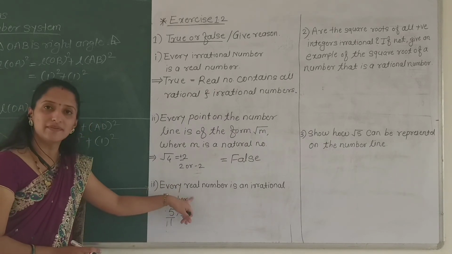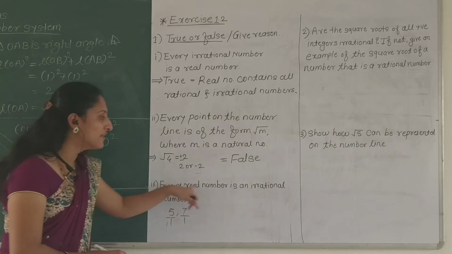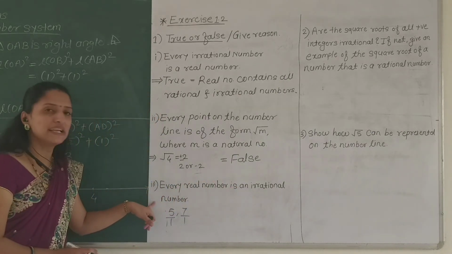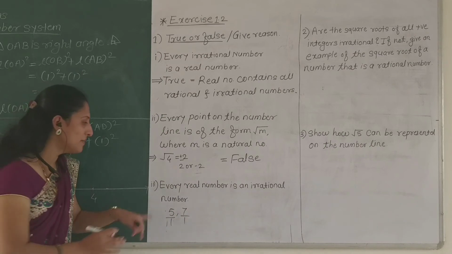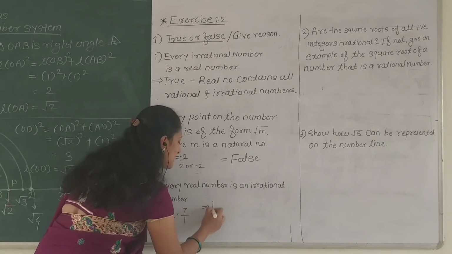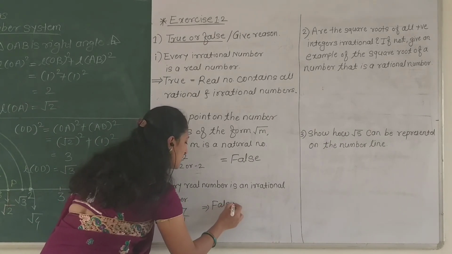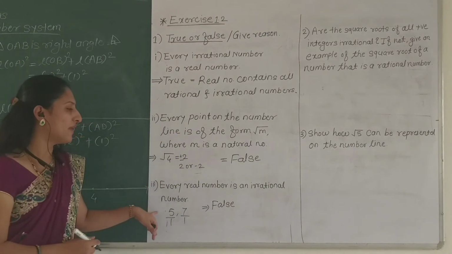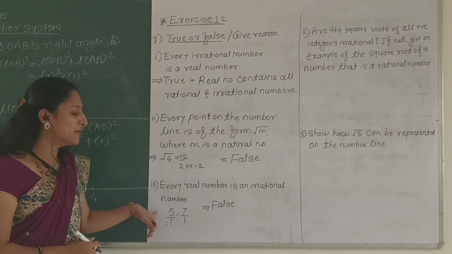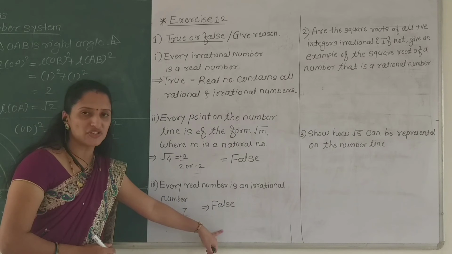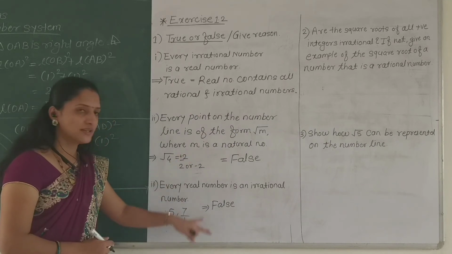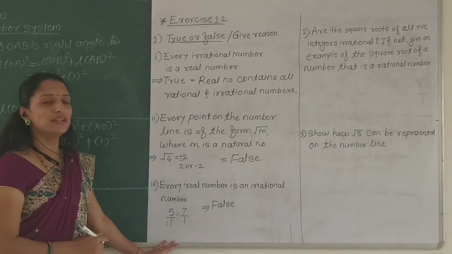That means this statement, that every real number is an irrational number, is false. So the result of this statement is false. The reason is: 5 is a real number but it is not an irrational number. Do you understand question number 1?